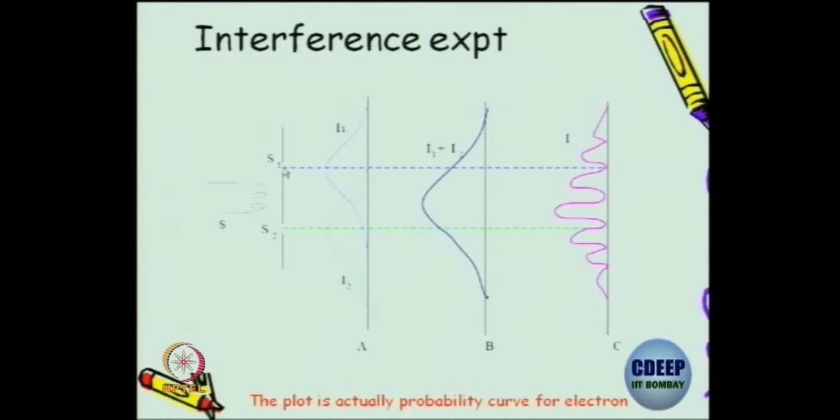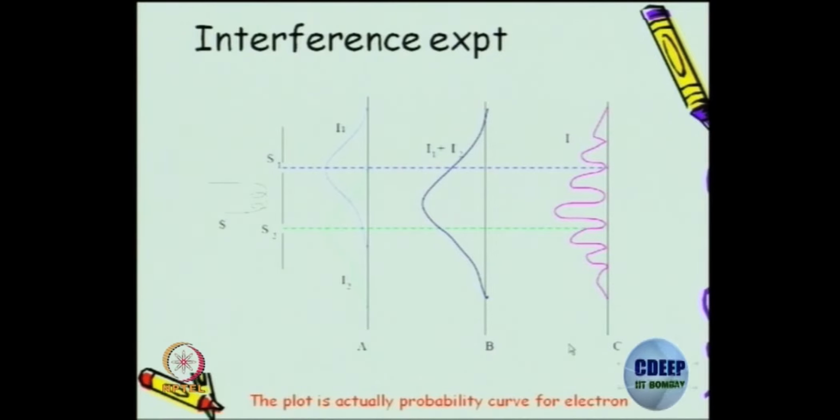If you don't worry about which slit it went through and just look at the screen, it will have a superposition. It is not the intensities adding; it is the amplitudes added and then mod squared, and you will get an interference pattern. Okay. So, this is the experimental data.